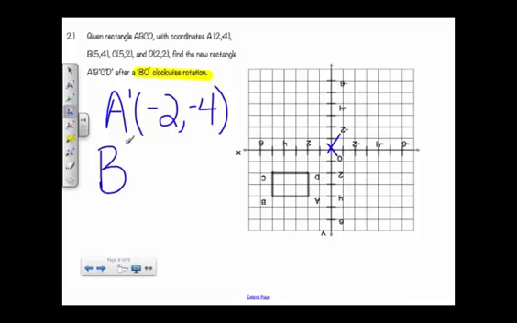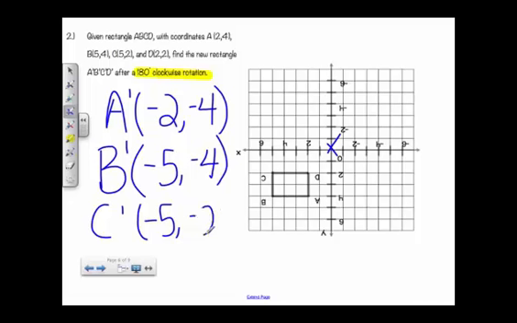Alright, so B prime, in order to get from the origin to B prime, I would go to the left 5 and down 1, 2, 3, 4. So my B prime would be negative 5, negative 4. Okay, C prime, to get to C prime, I would have to go to the left 5 and down 2. So it would be negative 5, negative 2.